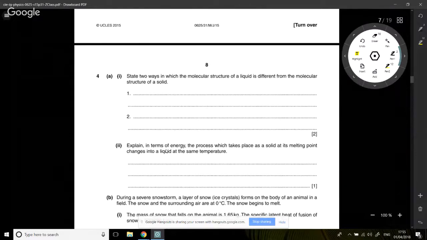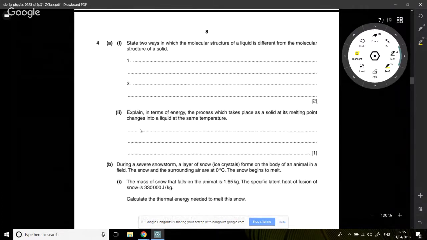Okay, so this is contrasting the molecular structure of liquids with that of a solid. You need to talk about how solids are bound to each other. Liquids are moving and random and folding over each other and so on. And you could say that the molecules of liquids are slightly further apart than those of solids. There's a whole range of things you can go on to say.